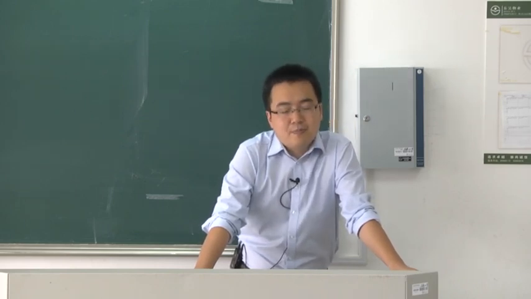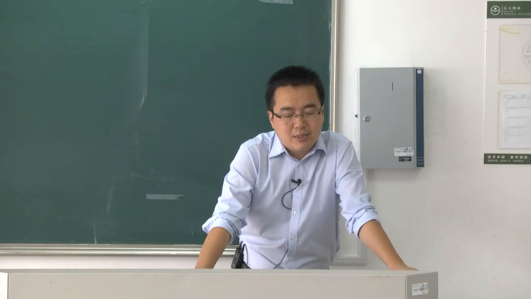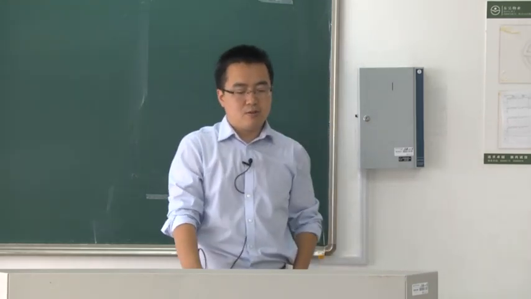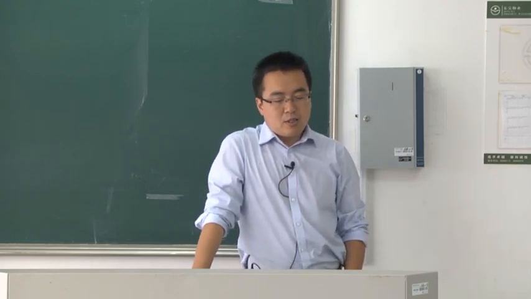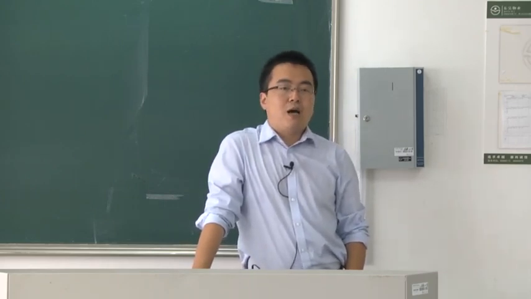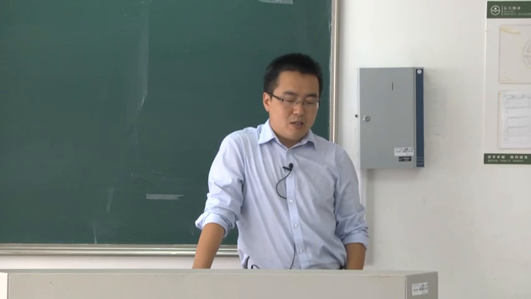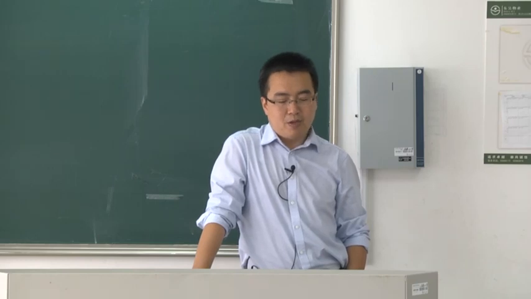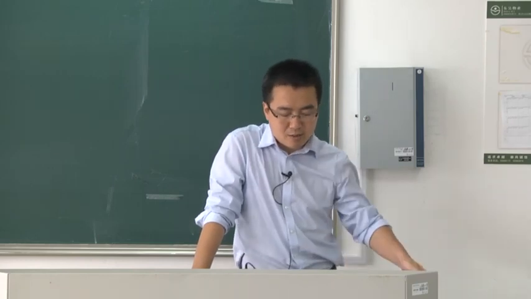The first one is bone marrow disturbance. Bone marrow disturbance has two types. One is reversible anemia. Another is aplastic anemia.